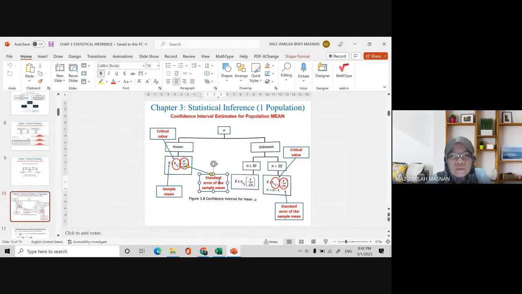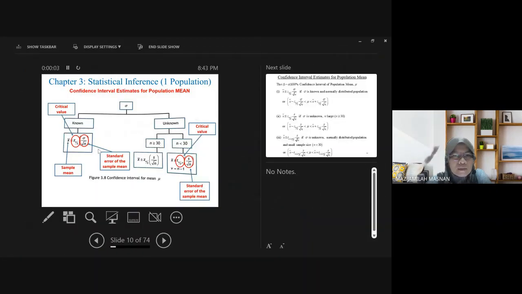Which one is for the first? This one. Can you see it? Much clearer, right? When sigma is known, sigma is unknown and n is greater than 30. There are times where sigma is known, but your n is less than 30, then you have to use your Z distribution.